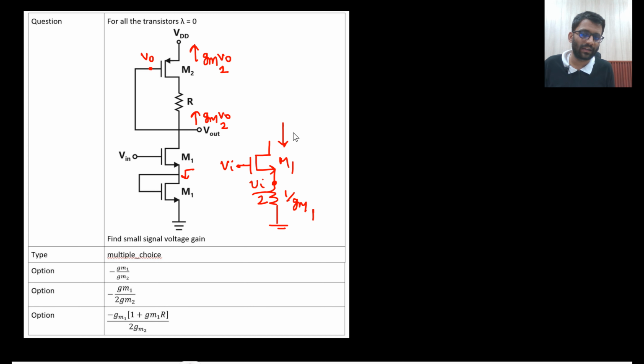So what will be the current here? GM1 V in by 2. 1 by GM, 1 by GM. GM1 V in by 2. So the current downward is GM1 V in by 2.